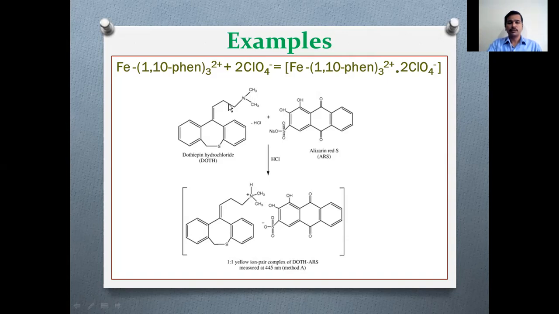So the protonated amine from this compound will be in the positively charged state, and the sulfonate group will be in the negatively charged state. The electrostatic force of attraction between these two forms an electrically neutral species, which is extractable into the organic layer. Therefore, there is not only the formation of an ion association complex, but also a change in color. This was red in color. When you mix this with the drug and extract into the organic phase, you get a yellow colored ion association complex. So you can measure absorbance at 445 nanometers in order to determine the concentration of this.